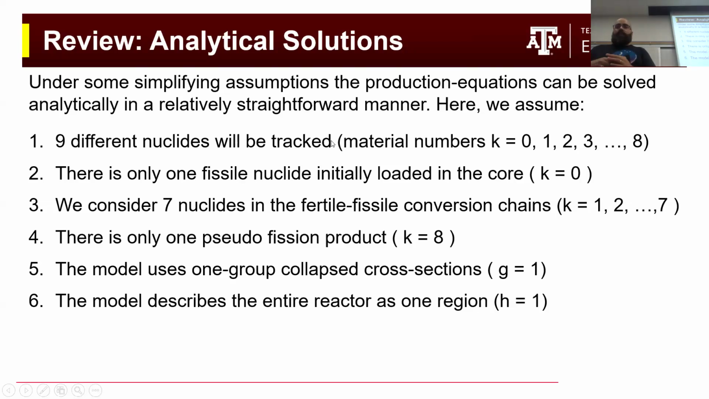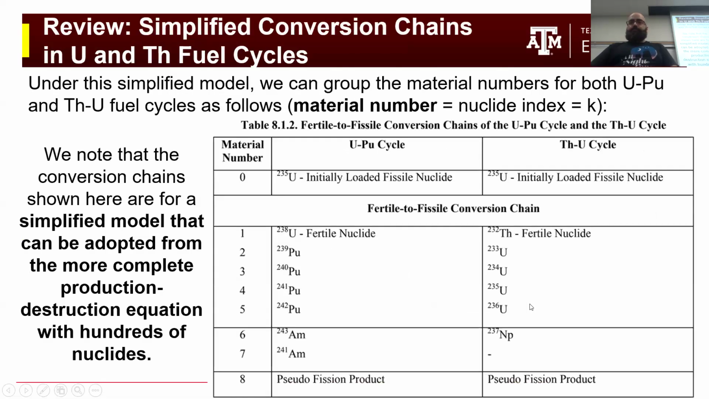So with that as our starting point, we then started to look at analytical solutions under a simplified model where we're only keeping track of 9 different nuclides. So K goes from 0 all the way up to 8. The first isotope, 0, is going to be our fissile nuclide that we're starting with. Isotopes 1 through 7 are going to be isotopes in the fertile to fissile conversion chain. And then we're going to group all of the fission products together into a pseudo fission product, which was number 8. And we used one group and we used one region.